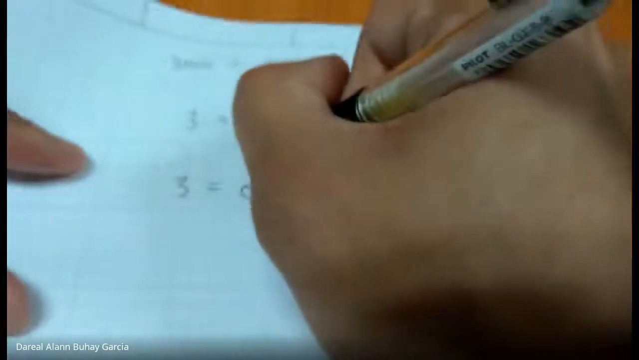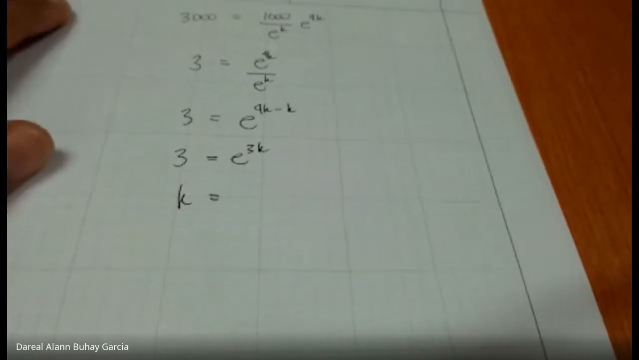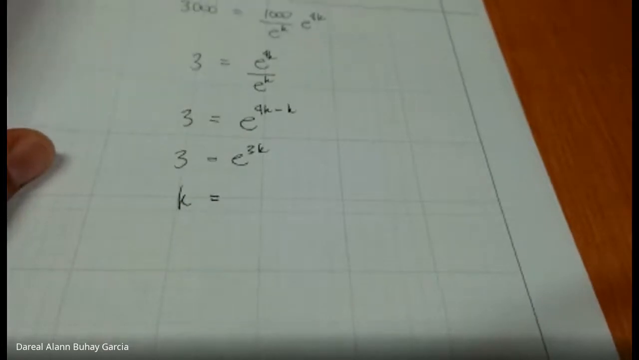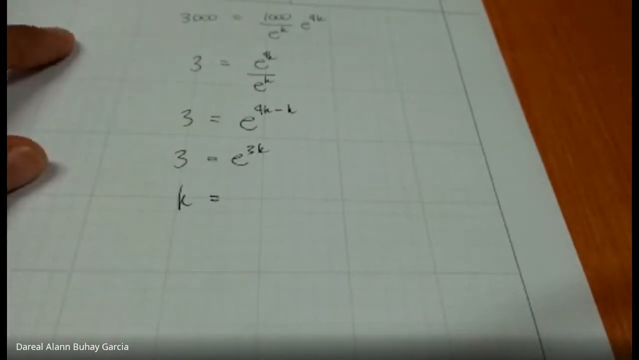Therefore, k is equal to ln 3 divided by 3. Take ln 3 to eliminate e. ln 3 is 1.098, divided by 3, is 0.366. Okay?